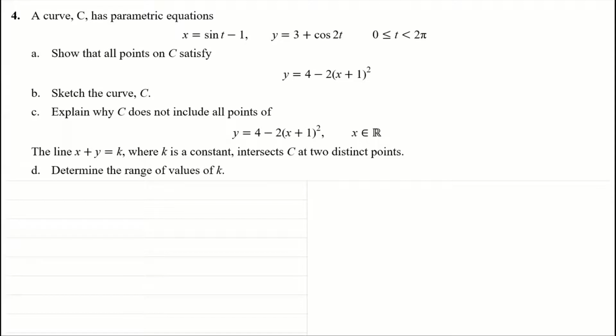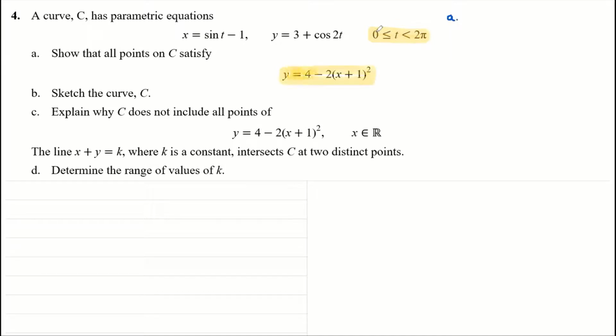Okay, now due to limitations of space, I'm just going to do part A up in the top right-hand corner up here. You guys should have plenty of room on the page to do this. I just want to keep everything all together and visible. So it says for part A, show that all points on C, which is our parametric equations defined between 0 and 2 pi for our parameter t, satisfy that particular quadratic right here.